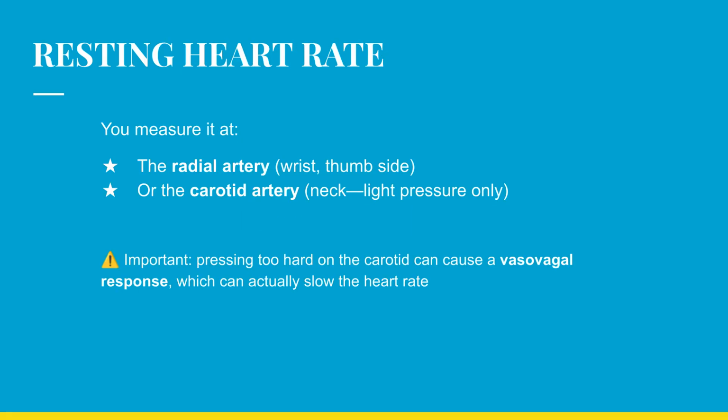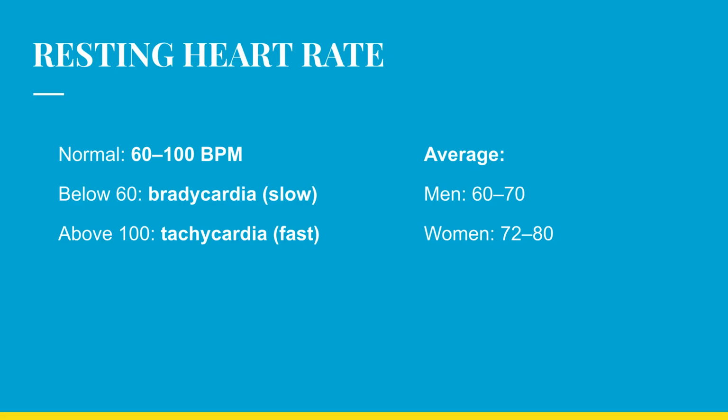You can measure resting heart rate at the radial artery on the wrist thumb side or the carotid artery in the neck using light pressure only. Be careful when pressing the carotid artery, as too much pressure can cause a vasovagal response, which can slow the heart rate. A normal resting heart rate is 60 to 100 beats per minute, or BPM.